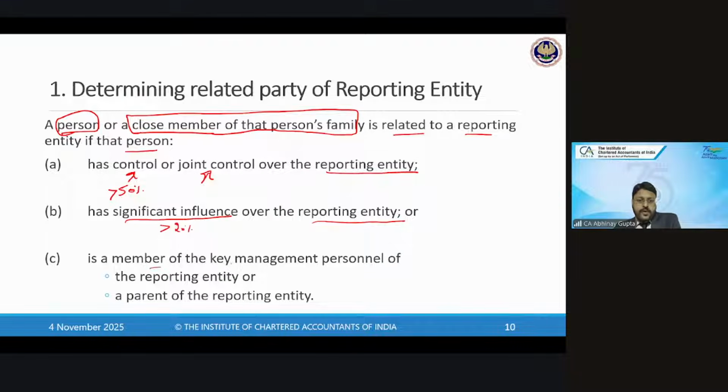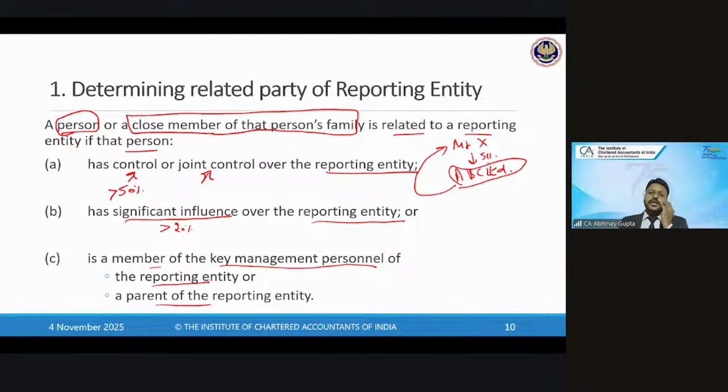Or is a member of the KMP, key managerial personnel, of the reporting entity or of the parent of the reporting entity. So what does this mean? Let's understand an example. So there is a Mr. X, right? And Mr. X has a 51% stake, right, in suppose ABC Limited. Okay. Then it means Mr. X controls ABC Limited. So ABC Limited is preparing the financial statements. So ABC Limited will disclose Mr. X as a related party by virtue of Mr. X having a controlling stake.